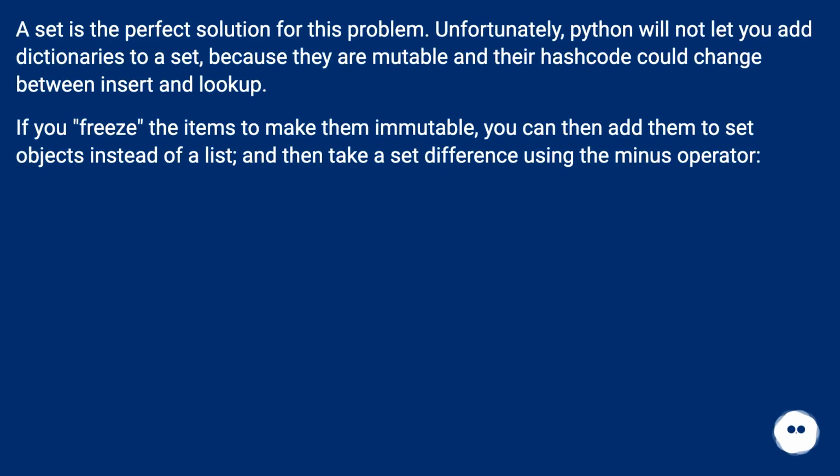A set is the perfect solution for this problem. Unfortunately, Python will not let you add dictionaries to a set, because they are mutable and their hash code could change between insert and lookup. If you freeze the items to make them immutable, you can then add them to set objects instead of a list, and then take a set difference using the minus operator.